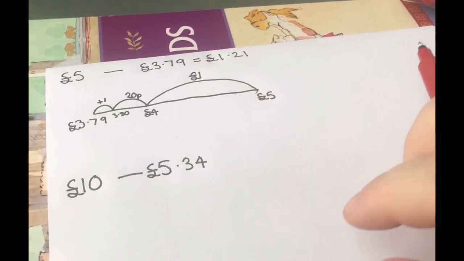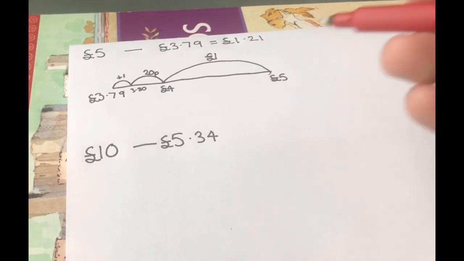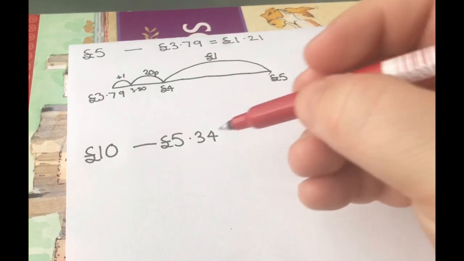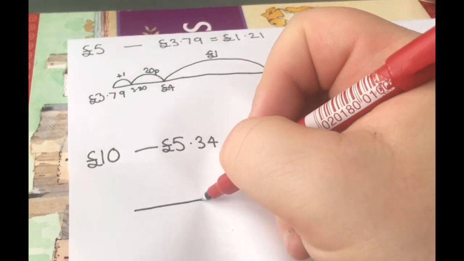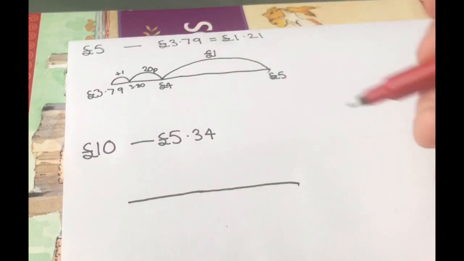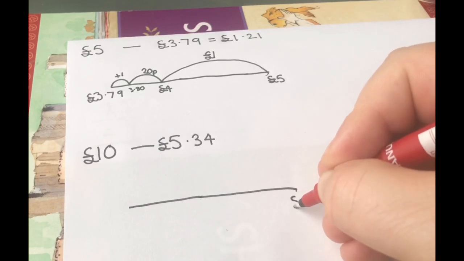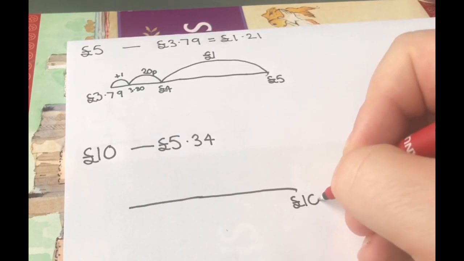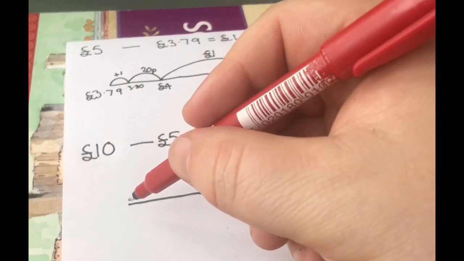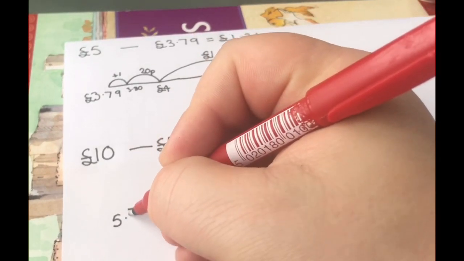The second sheet, you've got £10 to spend and you're going to buy some items. I'm buying an item for worth £5.34. So you do your number line. At the end of the number line, you write how much you've got to spend. So I've got £10 to spend. And here we write down the number that we're spending. So I write down £5.34.